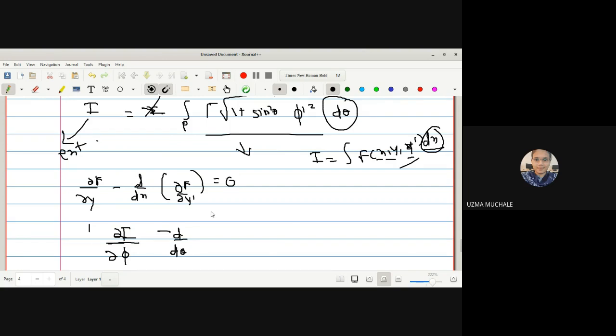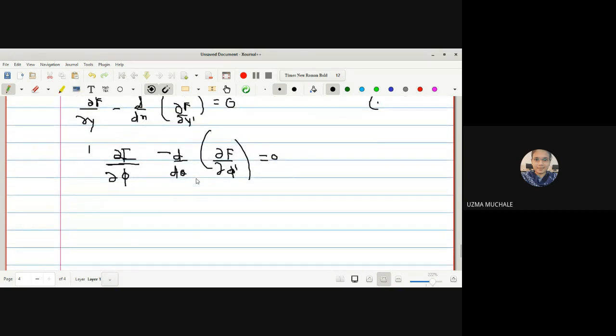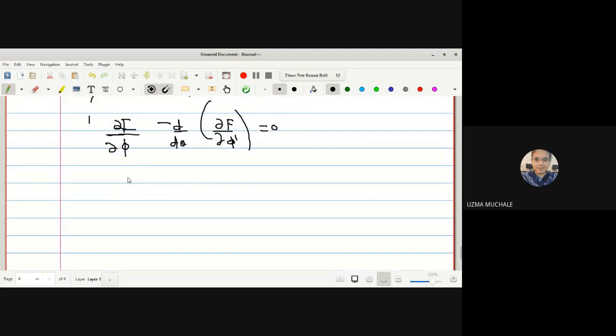समजतंय का सगळ्यांना? हॅलो, आहेत का? Yes, ma'am. Now here x y y dash. So instead of x y y dash we have here another variable. So यहाँ पे dx की जगह पे क्या आएगा? d theta. What remains now here? F with respect to y dash की जगह पे क्या आएगा यहाँ पे? phi dash equal to 0. Correct? Now what is your integrand? Now integrand f must satisfy Euler-Lagrange's equation. So our integrand f is r under root of 1 plus sine square theta phi dash square.